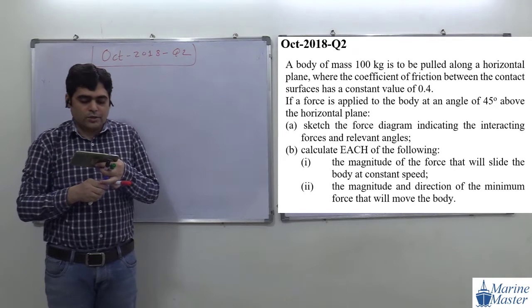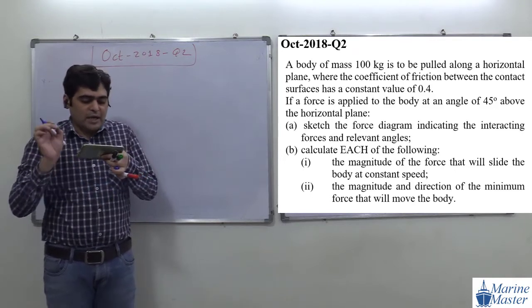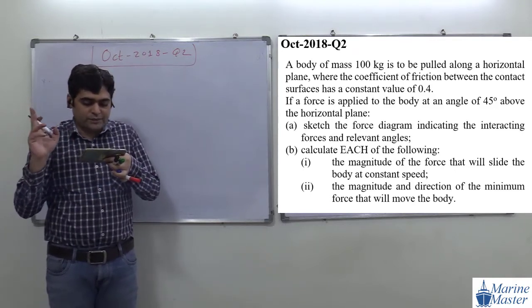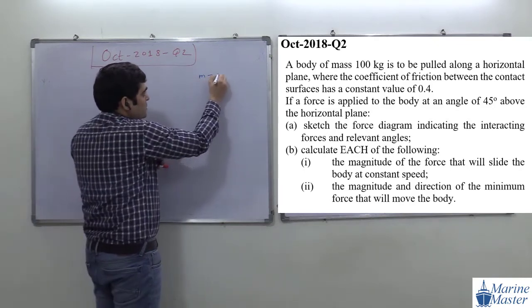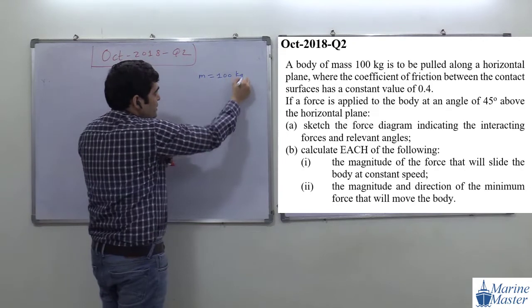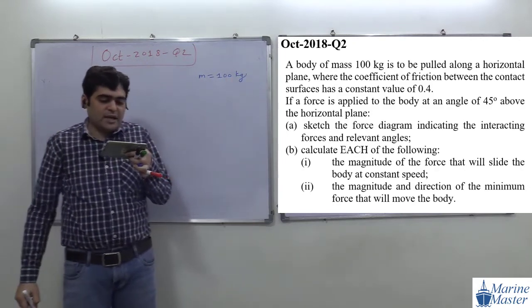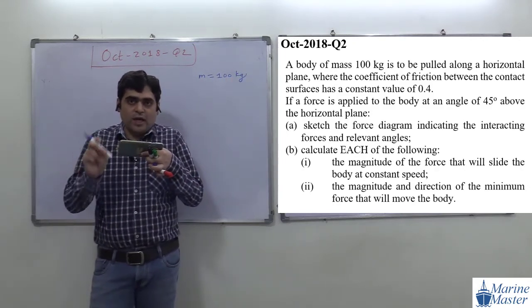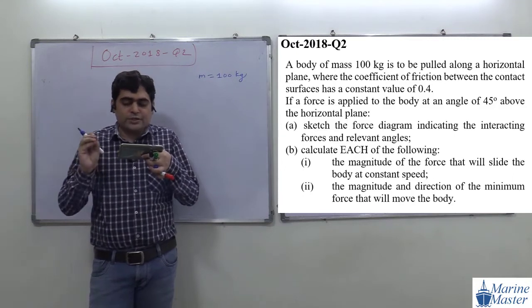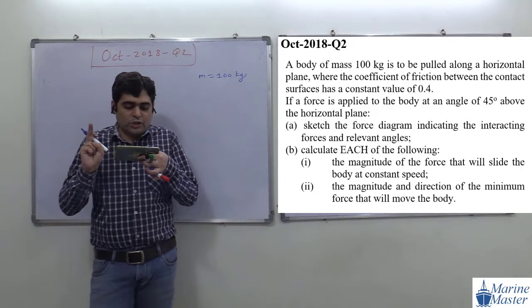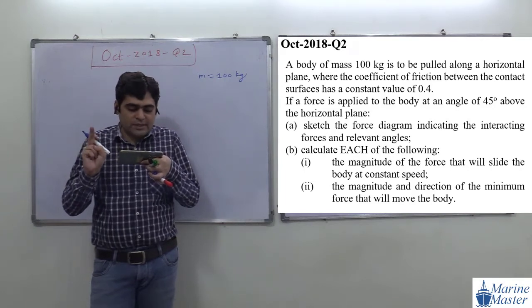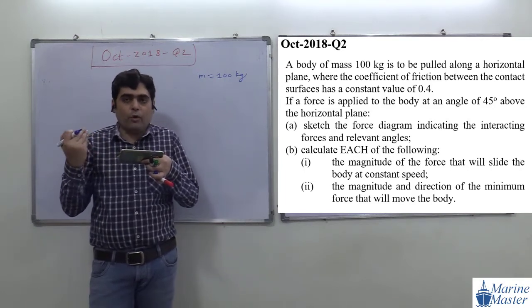We have a body whose mass is how much, guys? A body of mass 100 kg. Try to see the scenario. A body whose mass is 100 kg is to be pulled along what, guys? A horizontal plane, where the coefficient of friction between the contact surfaces has a constant value of 0.4.